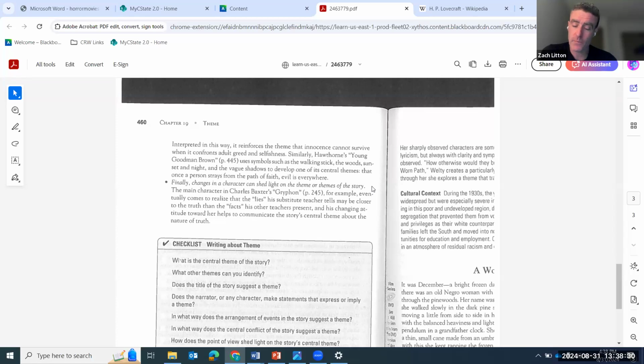It's just moving from one position or one way of viewing the world, and the events in the story change that character's perspective. Some people refer to this as an epiphany. So they kind of see the light. So all of those things can work together.